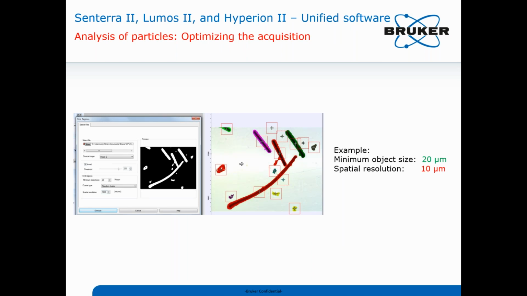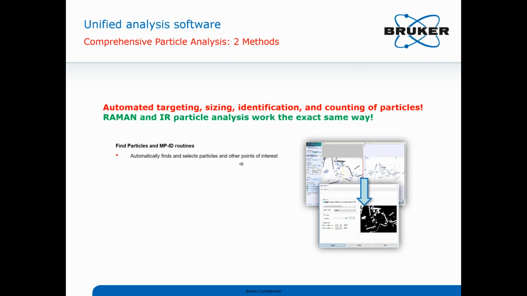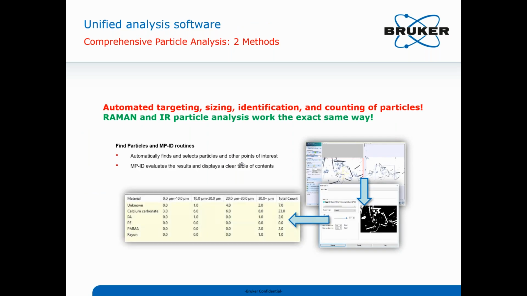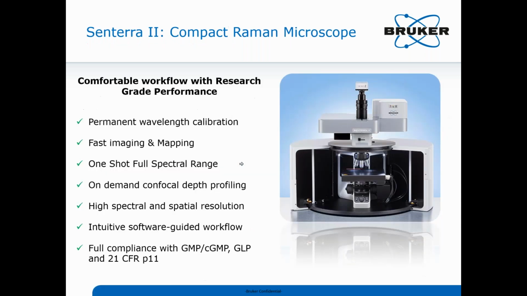So the nice thing about the targeting approach is that you can choose the size, the spatial resolution, and the minimum object size that you want to characterize or are interested in. And it works for IR and for Raman, and it works exactly the same way. And again, the tabulated results are very easy to understand and to dump into other programs for reporting out. And the microplastics, again, 15 million spectra. It takes about, in this case, for this type of sample, about 15 minutes. It can be as fast as 1 minute, depending on some of the parameters you're using for the acquisition. And again, you get the count, the size, and the identification.